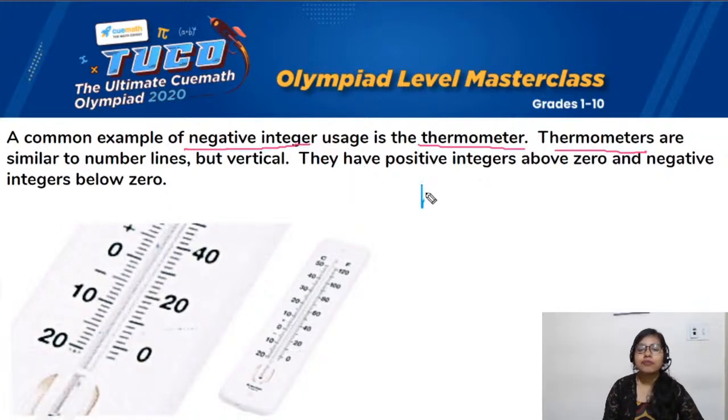Mathematically, a number line, let me just give you a quick brief, looks like this, wherein you have a 0 in between, and towards the right hand side of 0, you have all positive numbers, and towards the left hand side of 0, you have all negative numbers.